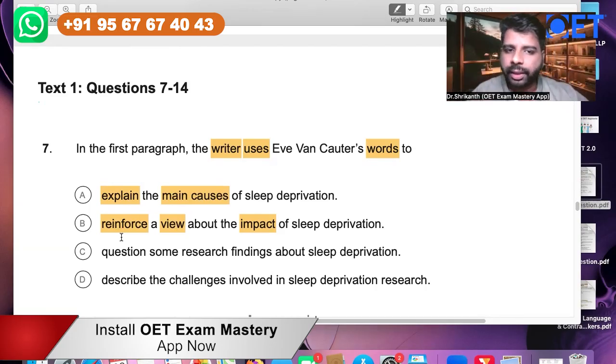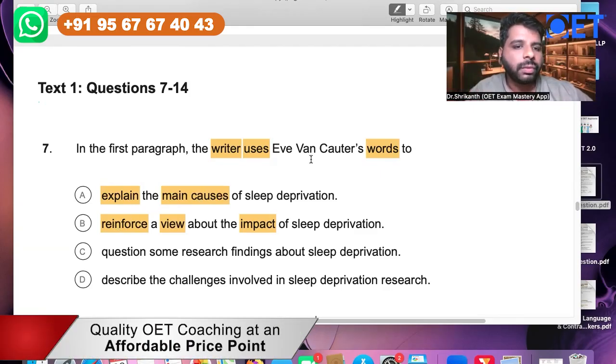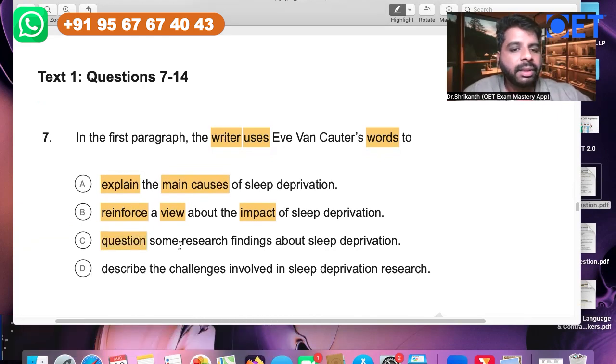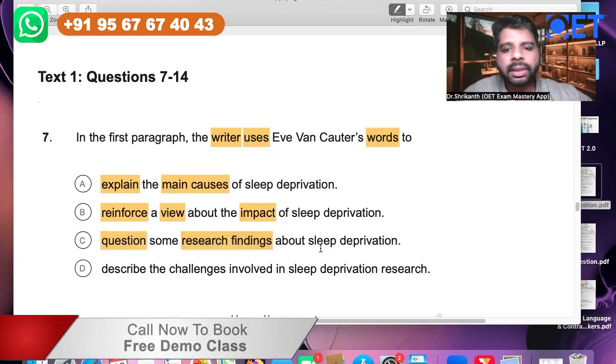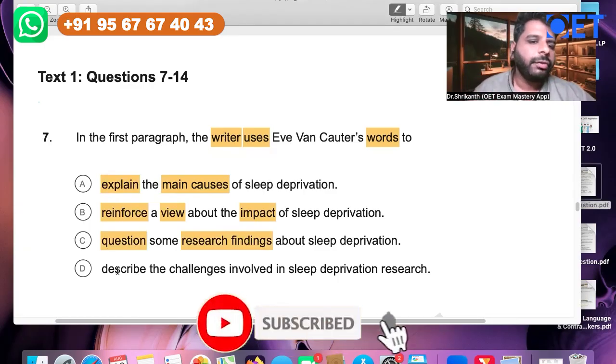And how is he doing it? He is doing that by using Yvonne Cotters words. So what is the purpose of using Yvonne Cotters words? To reinforce the viewpoint about the impact of sleep deprivation. Now let's come to answer option C. Question some research findings about sleep deprivation. Now, what is the meaning of question over here?